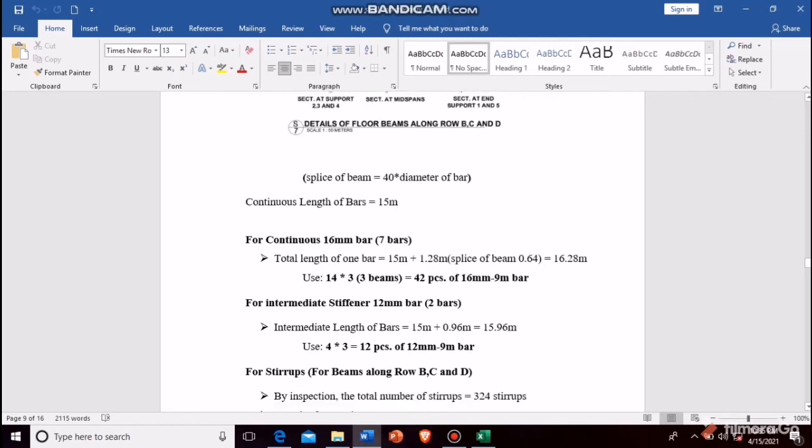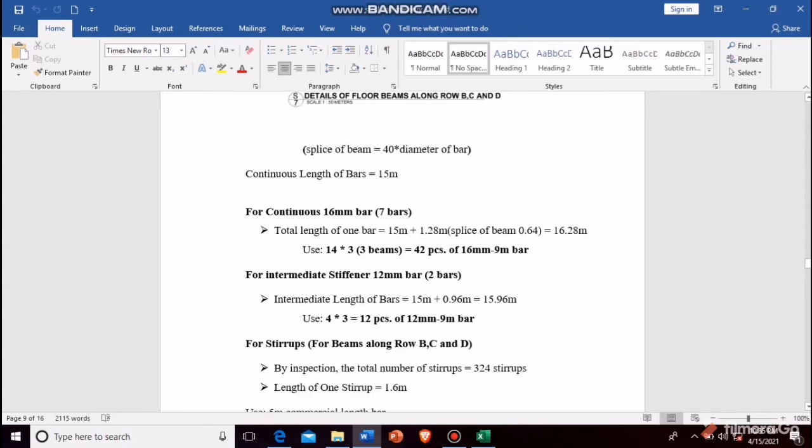For intermediate, stiffener na 12 millimeter bar, 2 bars, intermediate length of bars is 15 plus 0.96, and that is equal to 15.96 meter. Use 4 times 3, nagduha ka bar sa isa ka linya. Sisumpayan na sila, so may splice. So gamiton na ako is 4 times tulo ka buok. This is beam nga along row B, C, and D. So tulo sila, 4 times 3, 12 pieces of 12 millimeter 9 meter bar.